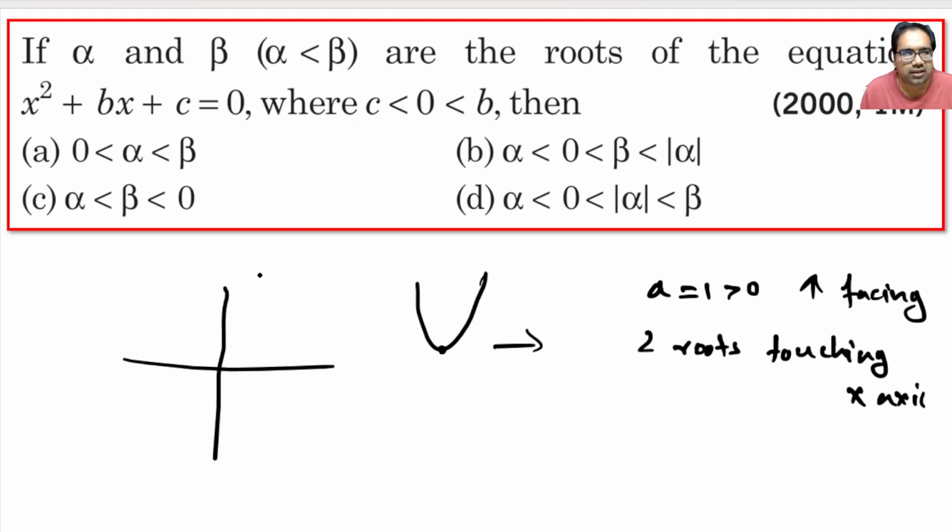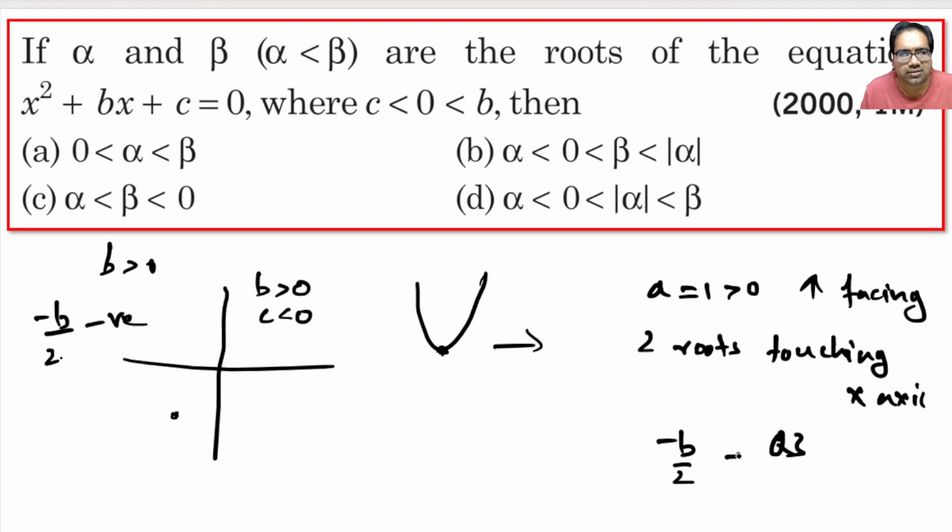b is greater than 0 and c is less than 0. Okay, so where is the vertex? We know the vertex of ax square plus bx plus c has x coordinate minus b by 2a. Here a is 1, so it is minus b by 2. And b is a positive number, b is greater than 0. That means minus b by 2 is a negative number. So that means the vertex is somewhere here in Q3, because minus b by 2 is negative.